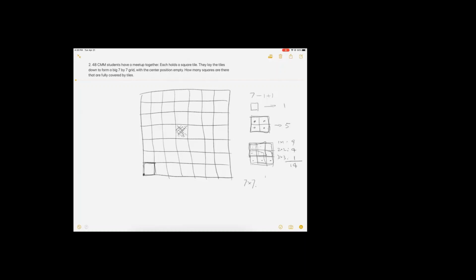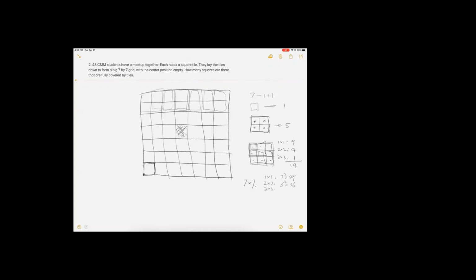Okay? So we start with 1 by 1. So within the 7 by 7, if it's 1 by 1, we have 7 squared, that is 49, right? If it's 2 by 2, we have 6 squared, that is 36. Okay? Think about 2 by 2. So like this, 1, 2, 3, 4, 5, 6, right? So this is one row, we have 6. We have 6 of these rows, so 6 squares.